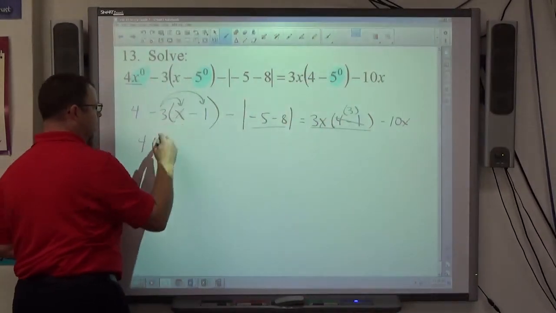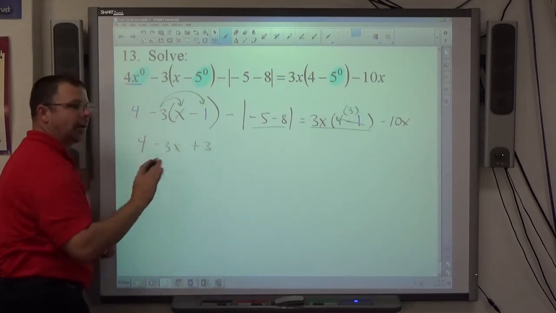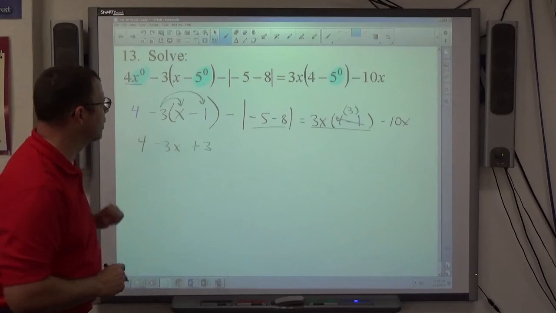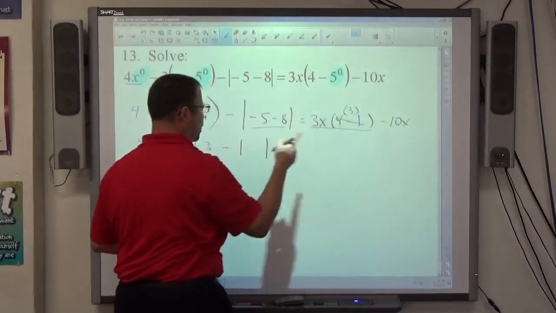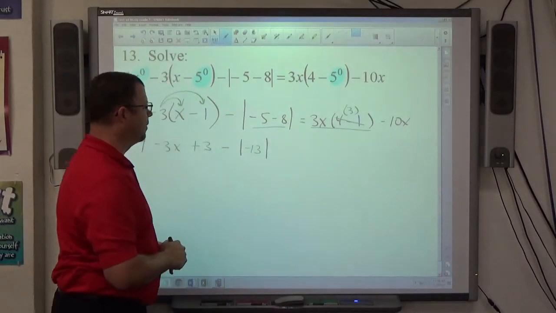Distributive property: negative 3 times x is negative 3x. Negative 3 times negative 1 makes positive 3. Be careful. Anytime you distribute, the number and the sign are being distributed. Minus times minus makes a plus. We got minus absolute value, which I'm going to continue to leave as an absolute value until I evaluate it. Negative 5 minus 8 is negative 13. Signs are the same, so I add.